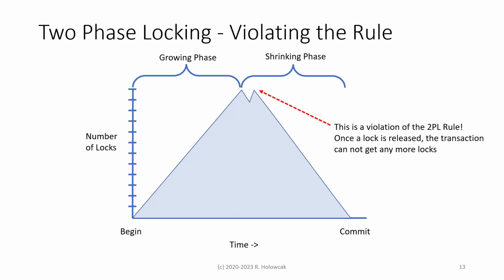If you look at this diagram, it shows a violation of the two-phase locking rule. In other words, a transaction got all of these locks, released one, but then it went back to get another one. Once that happens, this is a violation of two-phase locking, and it's not allowed. So you will never see a shape like this in a two-phase locking situation.